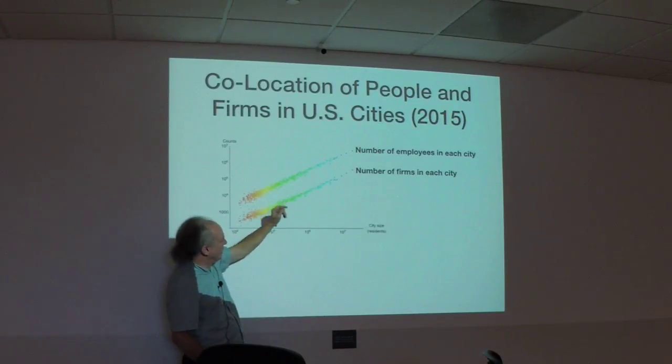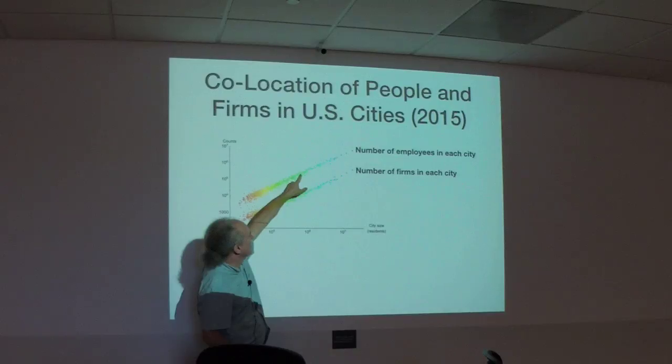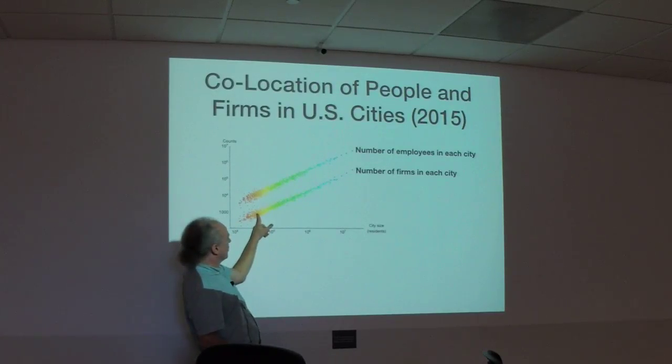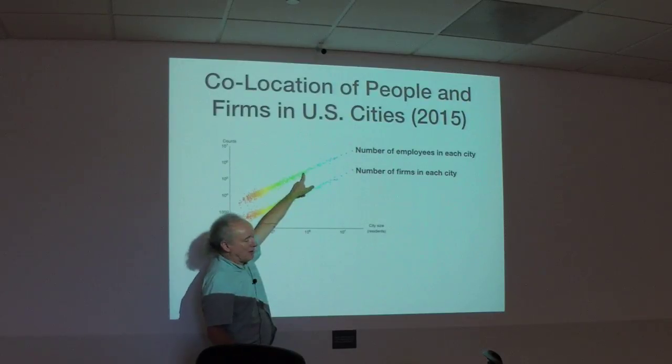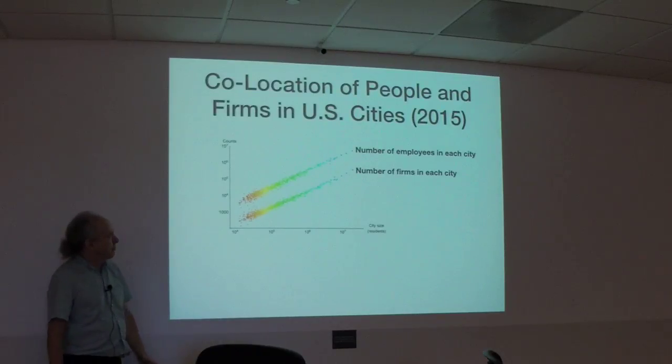So if there was one city here that had a lot of firms but very few employees, you would see that over here. Or if you had a city with very few firms but a very large number of employees, a very big average firm size, you would see that color up here. You don't see much mixing in the colors. Now those things appear to be parallel in log coordinates, right?